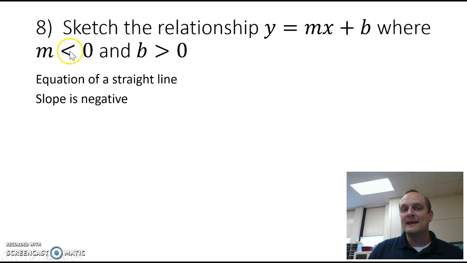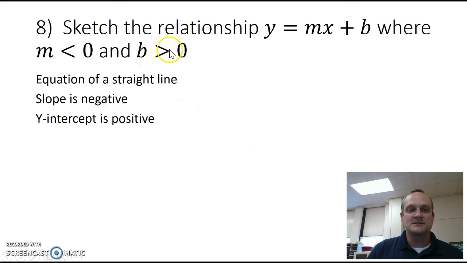Now, m less than 0. Well, if something's less than 0, that makes it negative. So m being negative just means I have a negative slope. So the line that you draw needs to have a negative slope. And then b being greater than 0 just means that my y-intercept is positive.